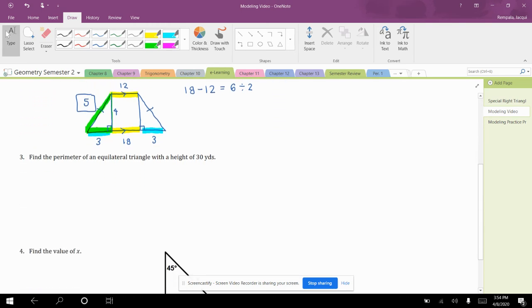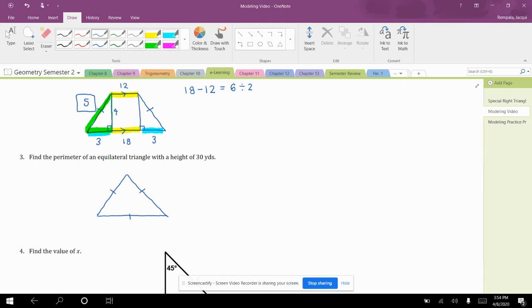In the next problem, it says find the perimeter of an equilateral triangle with a height of 30 yards. So if I want to sketch an equilateral triangle, we have to remember that an equilateral triangle means that all of the sides are equal. So this side, and this side are all congruent. We don't know what those sides are because we're trying to find the perimeter of it.